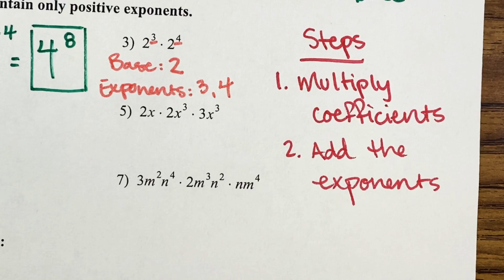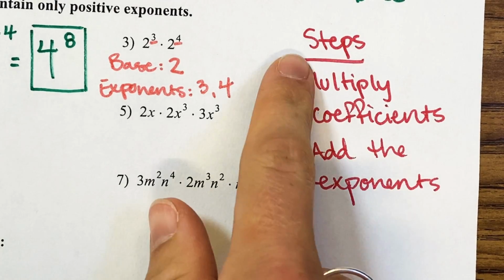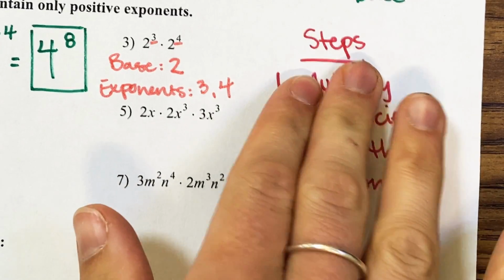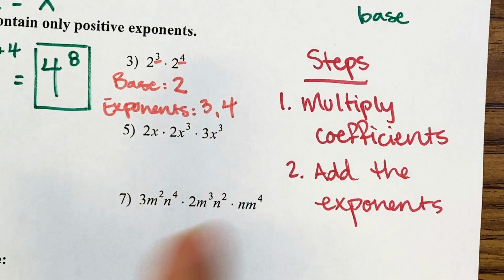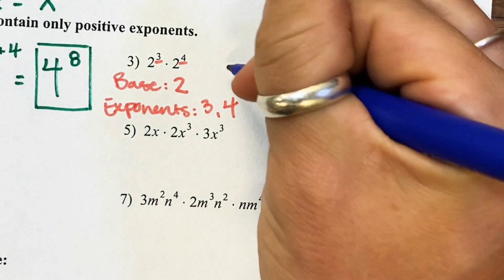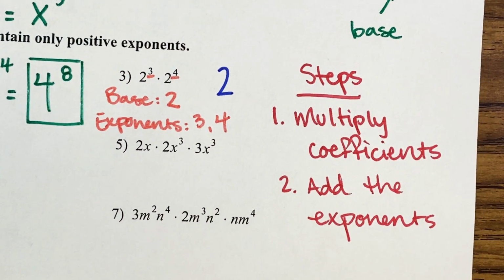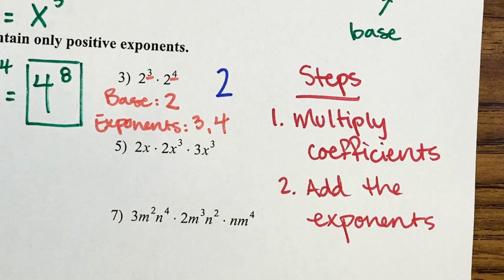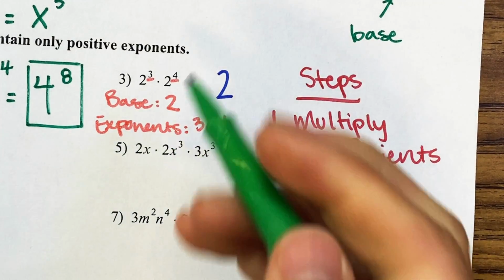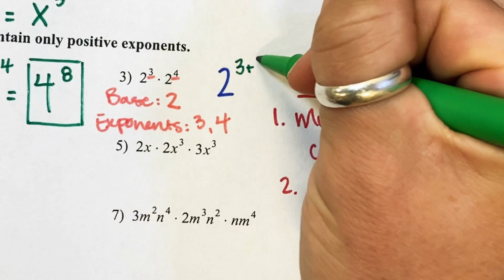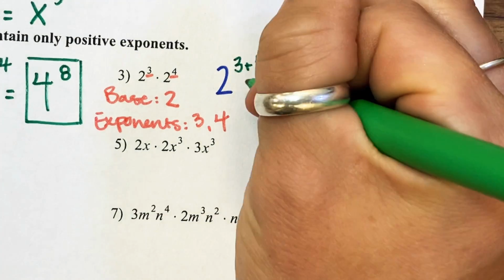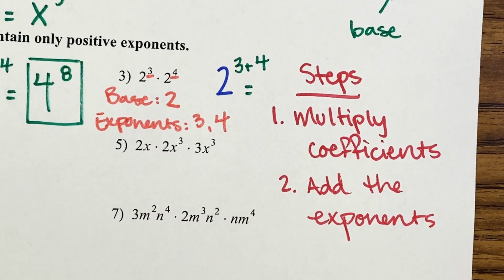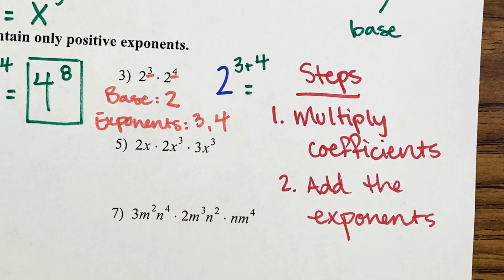Okay, so now we would look at our steps and say we don't really have any coefficients, so skip step number 1, go to step number 2. Okay, we know that our base is 2, so that's going to be our big number that the exponent is attached to. And then we have adding our exponents. Okay, so we had a 3 plus 4. Okay, somebody tell me, what is the answer to this one going to be? What is this simplified exponent?